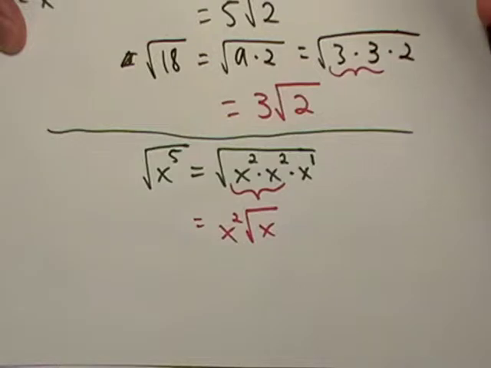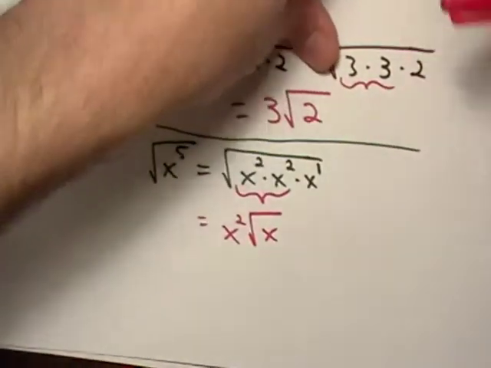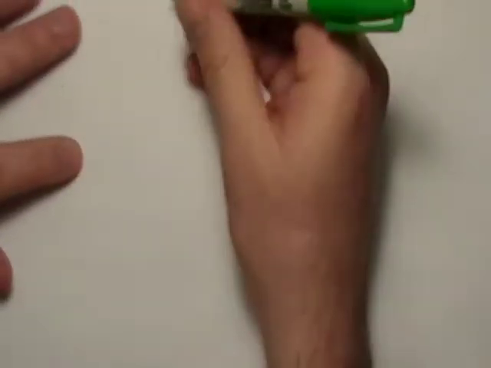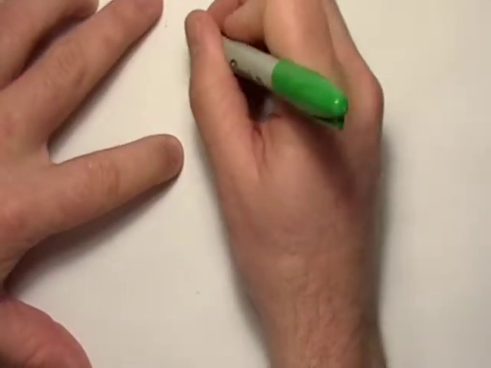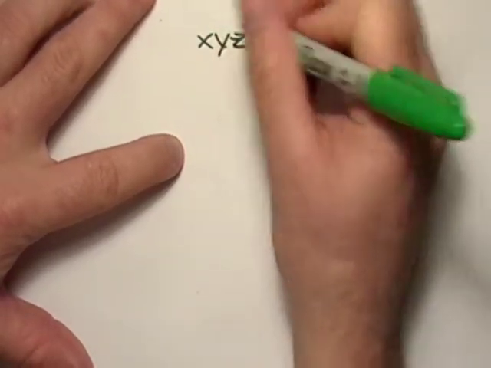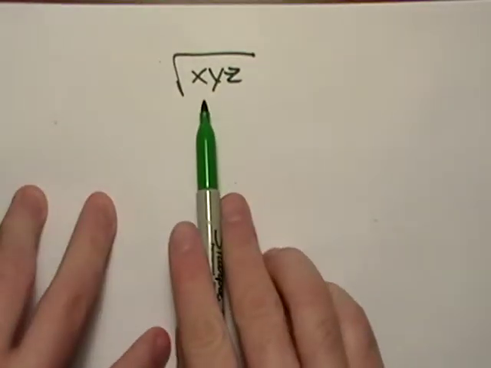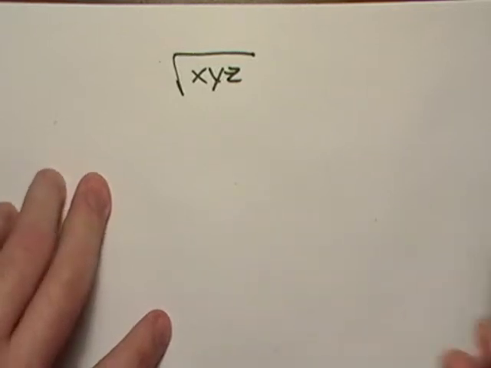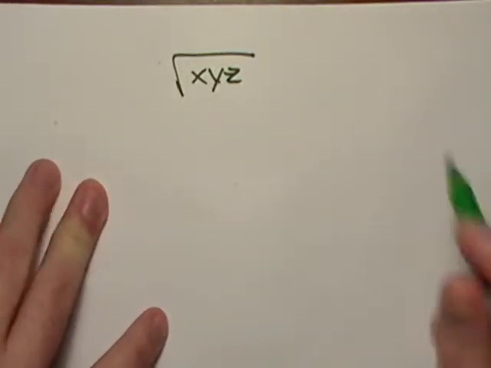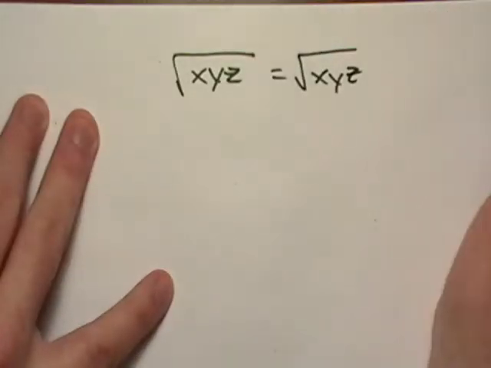Let's see here. What about a couple more? Okay, so here's another one. Let's go x, y, z. How are we going to simplify this one? I don't see any pairs here at all, do I? So there's really nothing else we can do. We are done by circumstance.